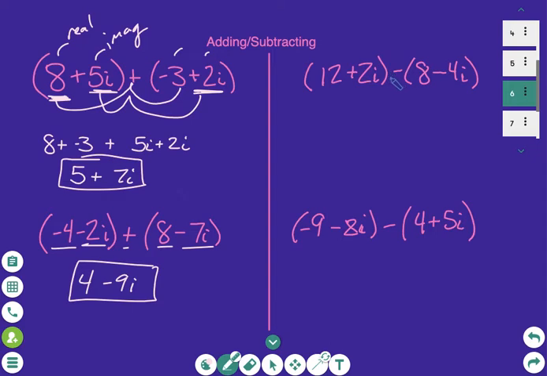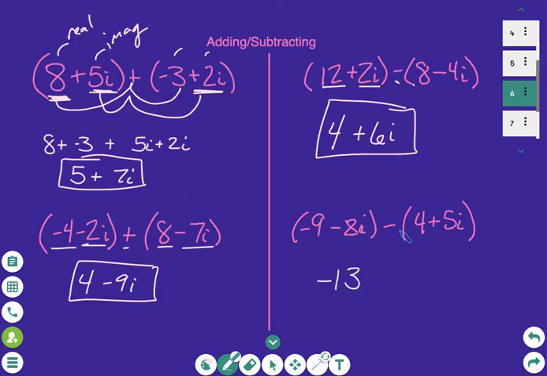Subtracting is the exact same thing. It's just important to make sure you keep track of your symbols a little bit more carefully since subtracting flips symbols on some things. So 12 minus 8 would be 4. 2 minus negative 4 would be plus 6i. And that's because of the minus a negative symbol. So negative 9 minus 4, negative 8 minus 5, and those are our solutions. So adding and subtracting is just combining like terms, basically.